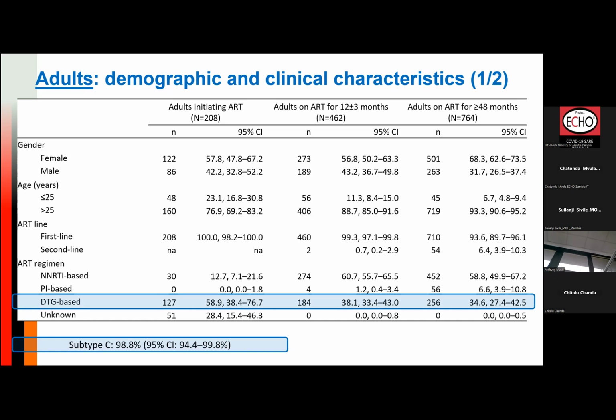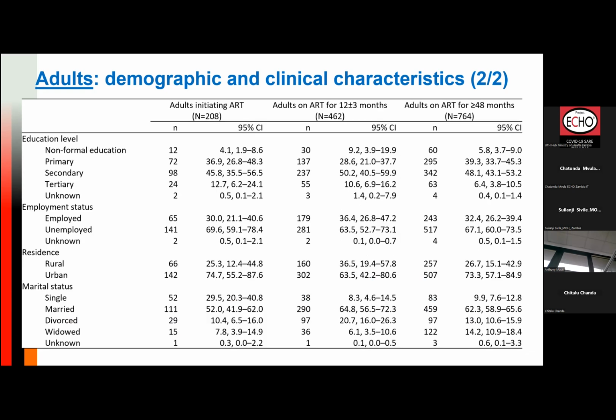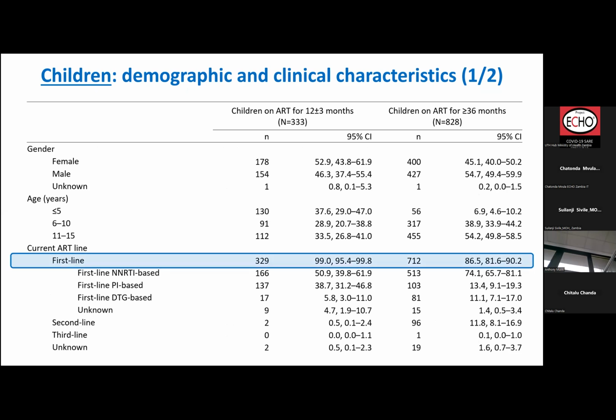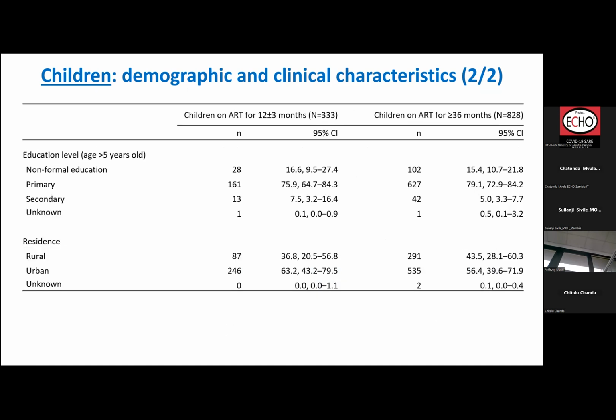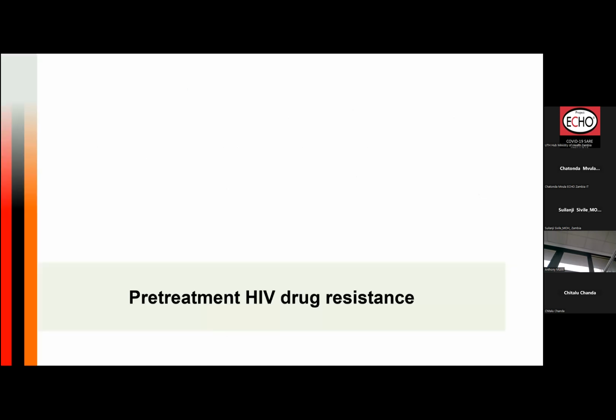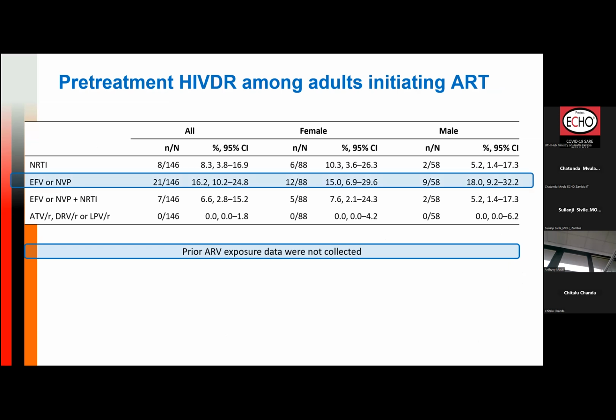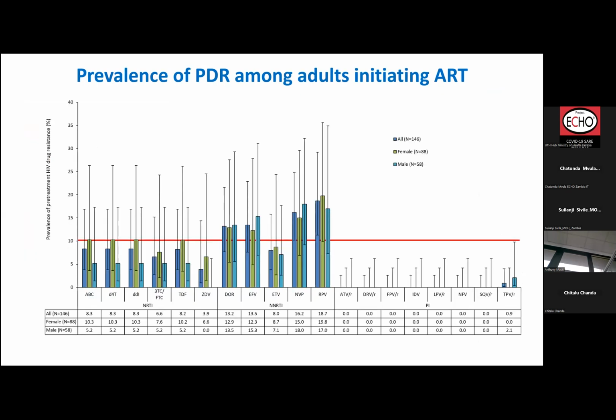And most of the HIV subtype was type C. I think this might not be very important, but we know that it represents our patients. For children, most of them were on first line, just a few on DTG-based regimen, the reason being that at that time, DTG was not yet fully rolled out. So the take-home message is really that efavirenz and nevirapine resistance was at 16%.